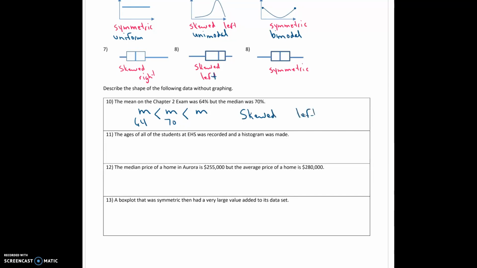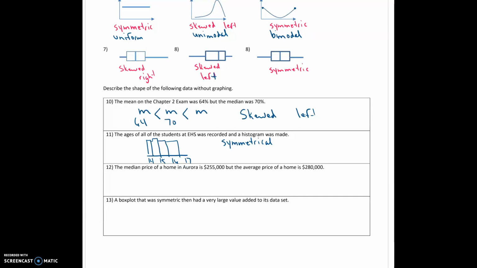The ages of all the students at EHS was recorded and a histogram was made. So what I'm going to guess is that something like this, if we did graph this, most students are somewhere, let's say 14-year-olds, your 15-year-olds, your 16-year-olds, and your 17-year-olds. So your freshmen, your sophomores, your juniors, your seniors, so approximately. And all the class sizes are pretty much the same. One might be a little bit taller than the other, but I would say it's going to be pretty similar. So as far as the shape goes, I would say that it's pretty symmetrical. One class is not crazy bigger than the other.